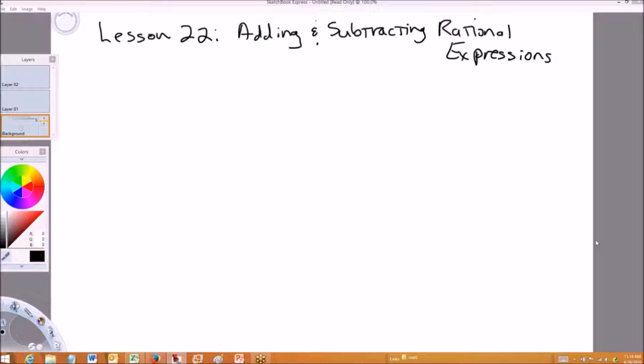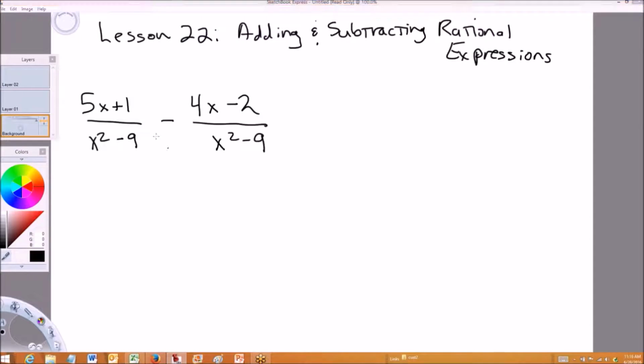Okay, and continuing on with rational expressions, in Lesson 22 we look at adding and subtracting rational expressions. If the terms have the same denominator, then it's very easy. Let's look at this example. The method to solve this is the same method as if we had this expression.